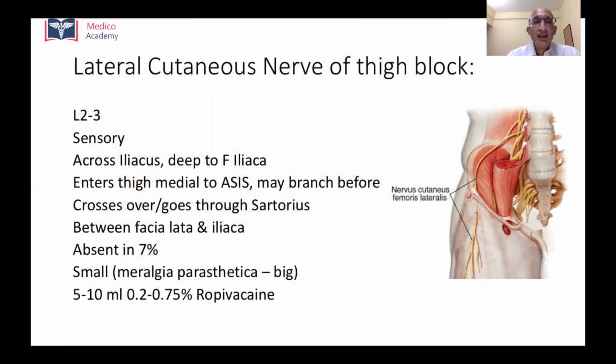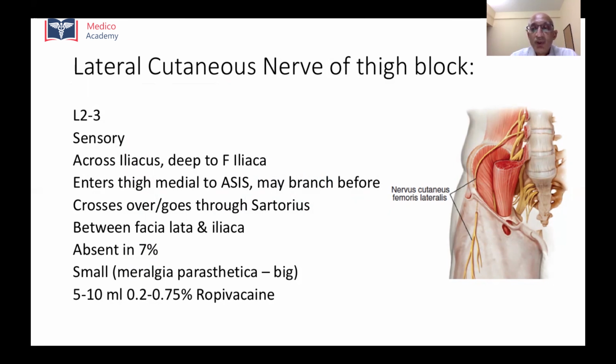Lateral cutaneous nerve of the thigh arises from L2 to 3. It's a purely sensory nerve, and it enters the thigh medial to ASIS. However, it may branch before it enters the thigh. It crosses over or sometimes goes through the sartorius muscle. And by the time it enters the thigh, it is already pierced through fascia iliaca, and it lies between the two fascial layers, fascia lata and fascia iliaca.